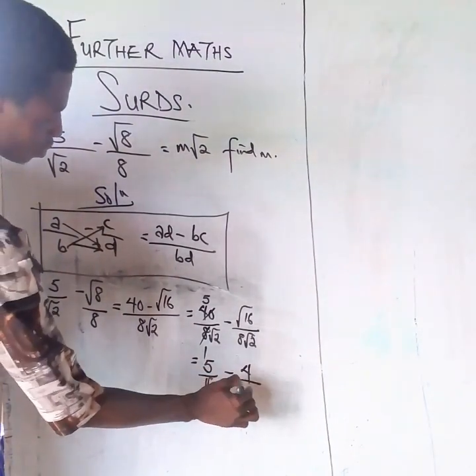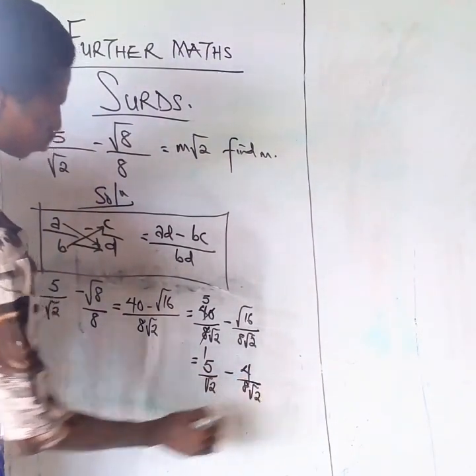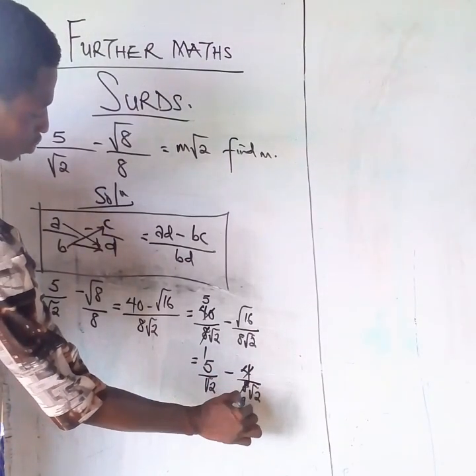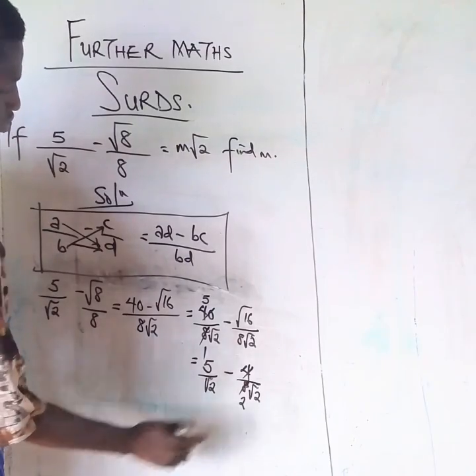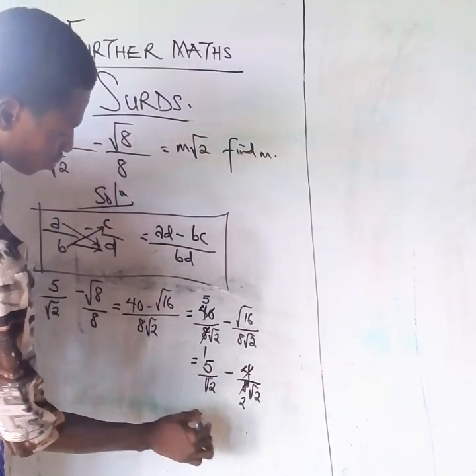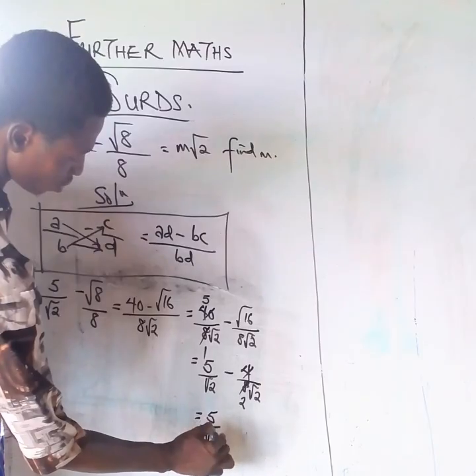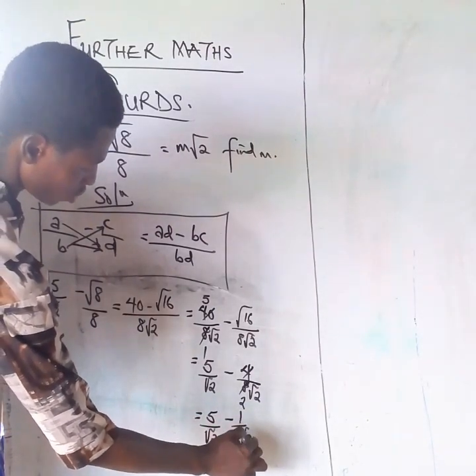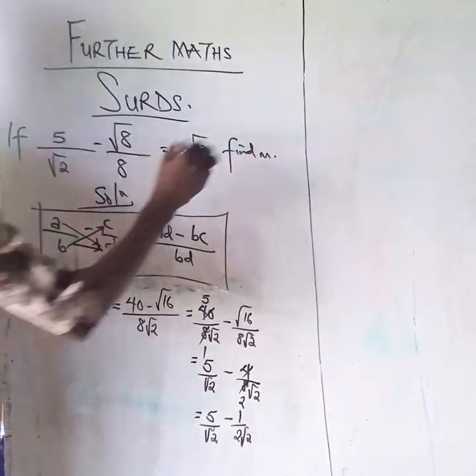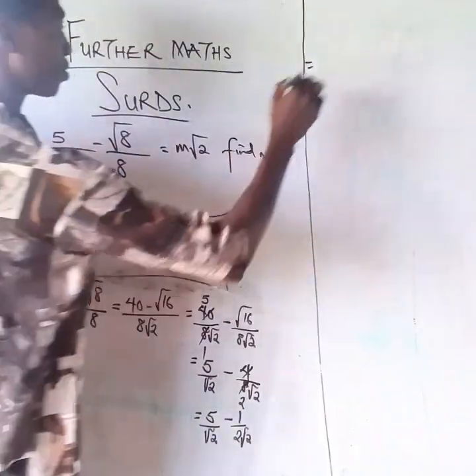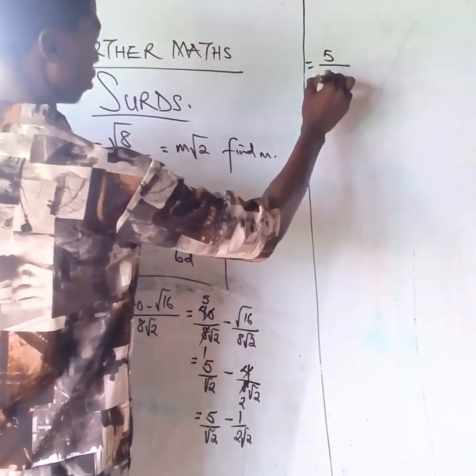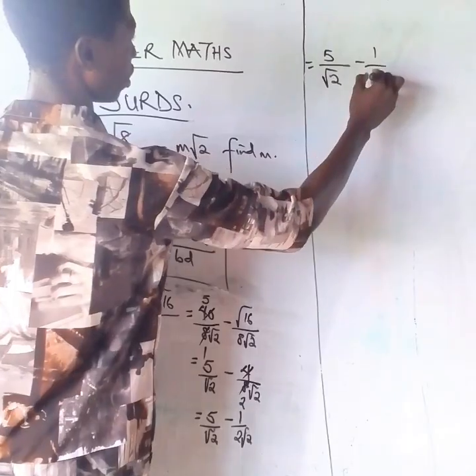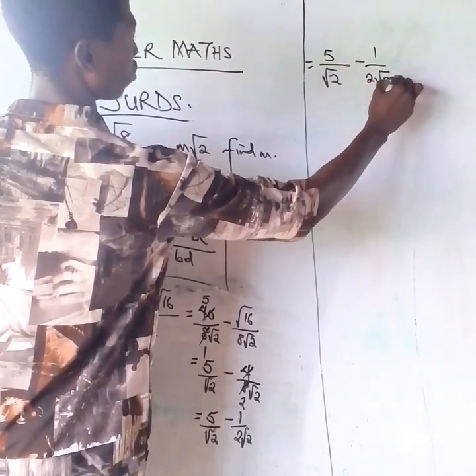So over 8 root 2. Now 4 here is 1 time, 8 here is 2. So you have, this is now reduced to 5 over root 2 minus 1 over 2 root 2. So I can bring that to this other side by saying I have 5 over root 2 minus 1 over 2 root 2.